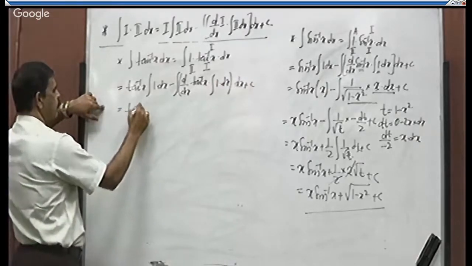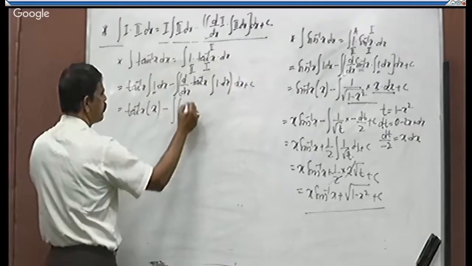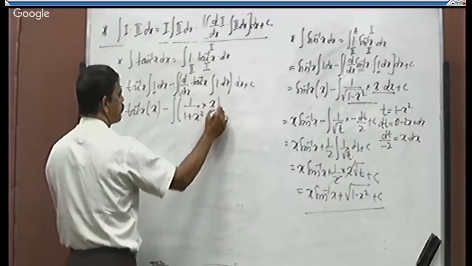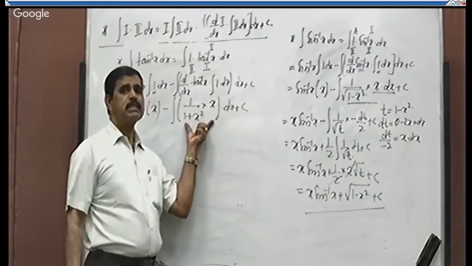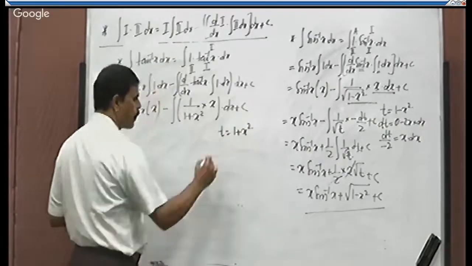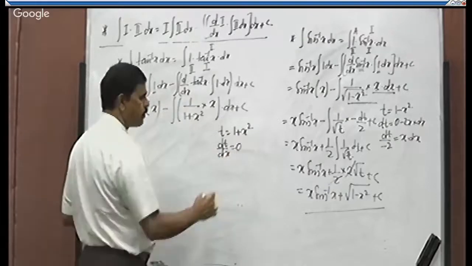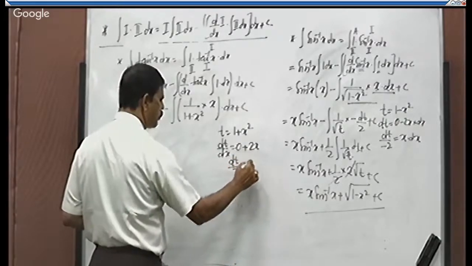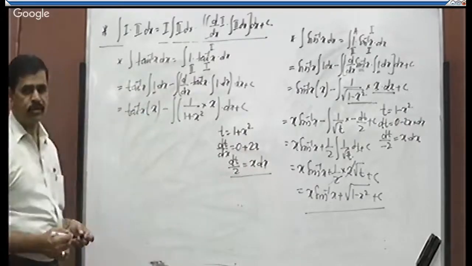It is tan inverse of x into integration of 1 which is x, minus integral of the differentiation of tan inverse x, which is 1 by 1 plus x square, right? What is integration of 1? It is x into dx plus c. Again, this is integrated by using substitution method, right? Take t is equal to 1 plus x square. Differentiate this. dt by dx is equal to, for 1, differentiation is 0, plus for x square, it is 2x. Or it can be taken as dt by 2 is equal to x into dx.